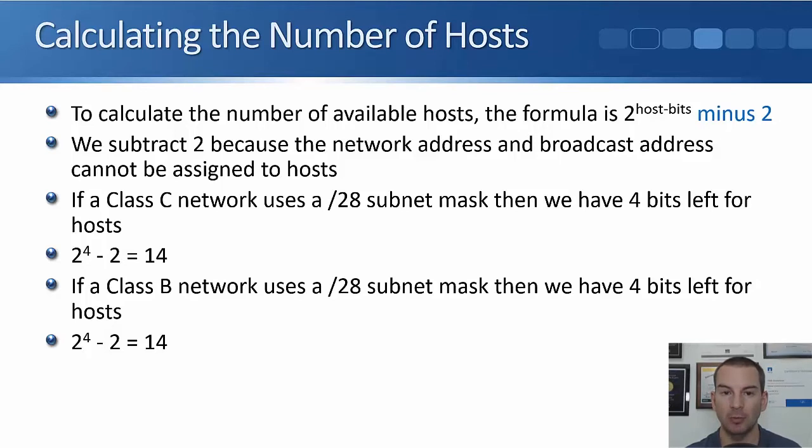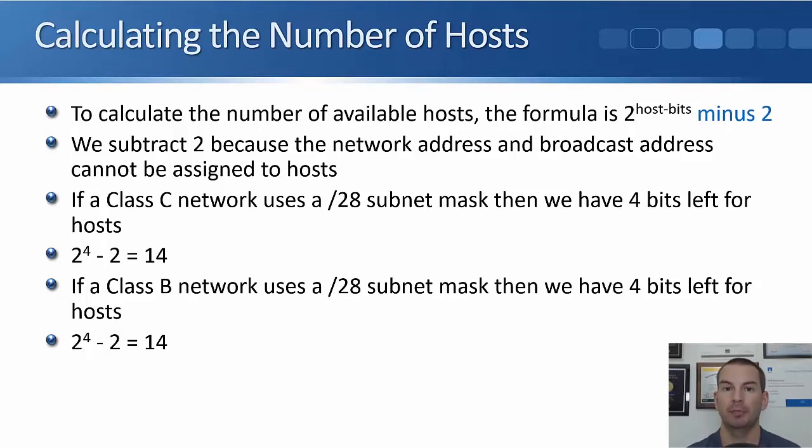So if a class C network uses a /28 subnet mask, then we've got 4 bits left for hosts. There's 32 bits in the address. If we're using 28 for the network portion, that leaves 4 for the host portion. 2 to the power of 4 is 2, 4, 8, 16, minus 2 for the network address and the broadcast address. That means that we would have 14 available addresses for our hosts.